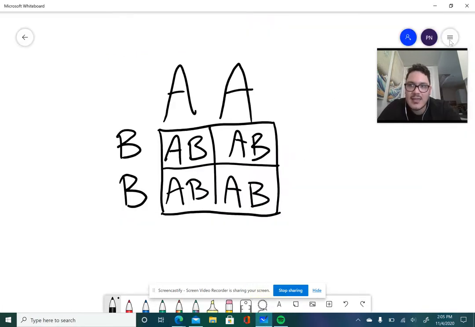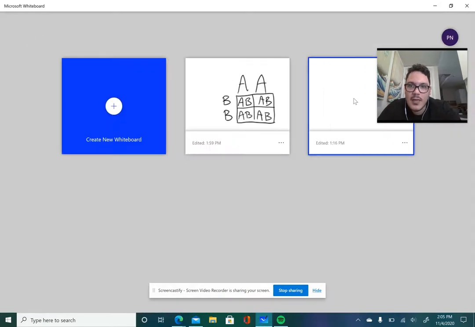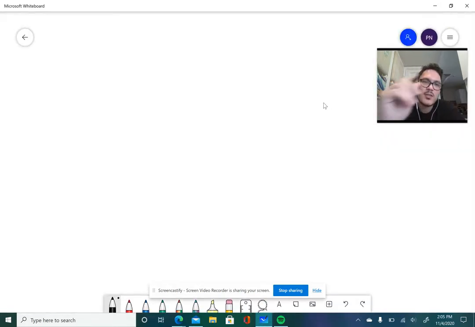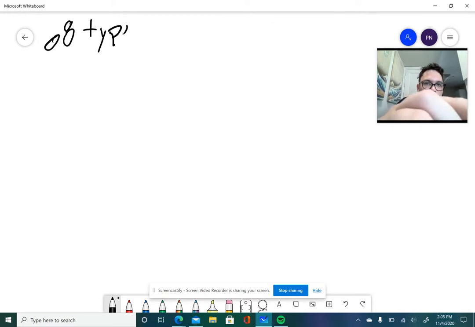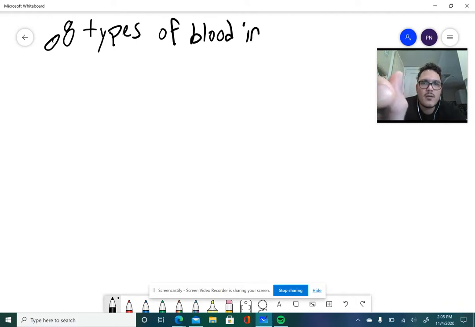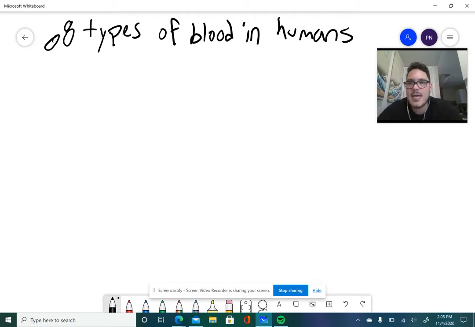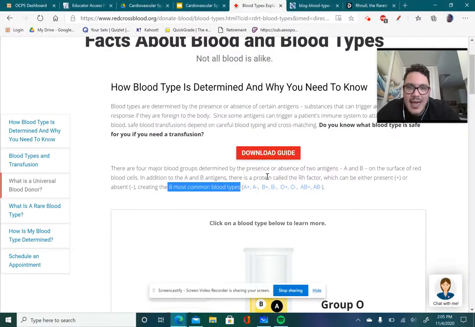So let's go ahead and write that down too. I'm going to use this other whiteboard here, just to keep things organized for us. We're going to say that there are 8 types of blood in humans. Why are we saying humans? Because obviously this is human anatomy and physiology, but other animals have different blood types. It's not universal. It's not every single animal has 8 blood types. That's why.